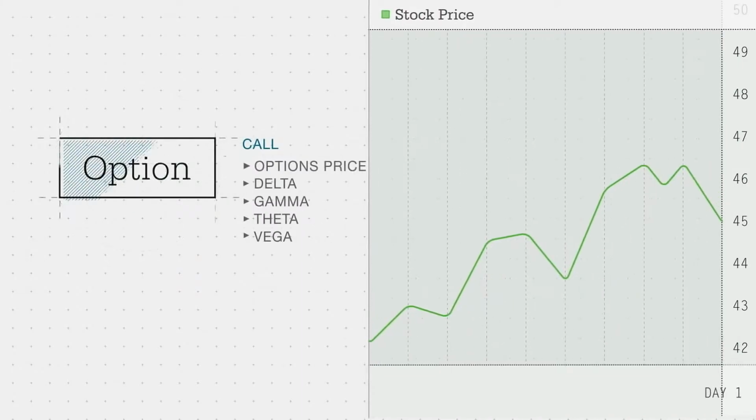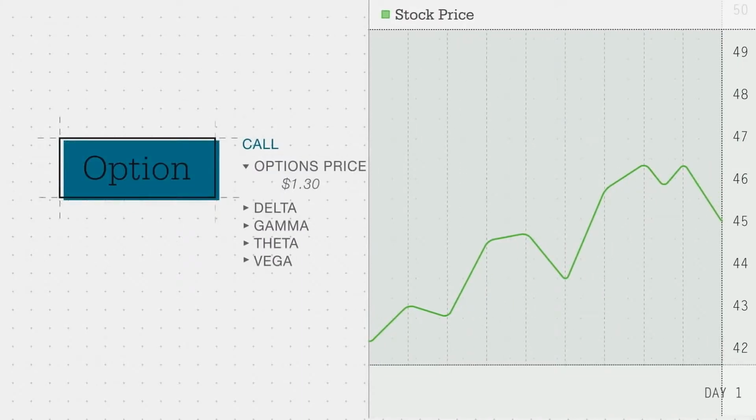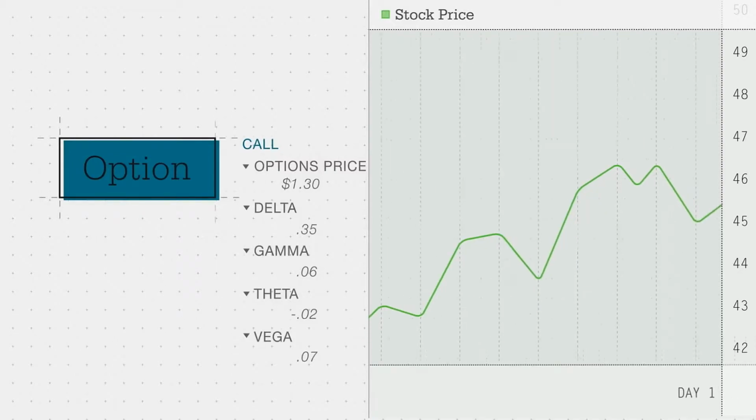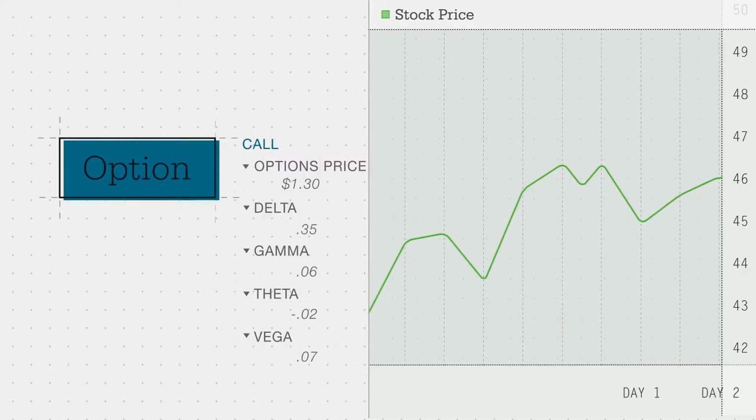Let's say your option's premium is $1.30 and your option has a delta of 0.35, a gamma of 0.06, theta of 0.02, and vega of 0.07. Today, price moves from $45 to $46, and the premium increases 35 cents to $1.65. Because a day has passed, the premium decreases 2 cents due to theta.